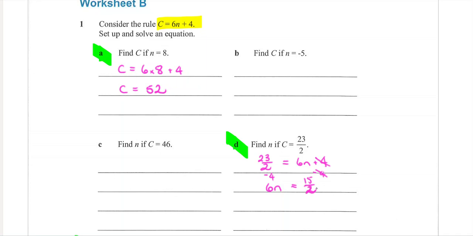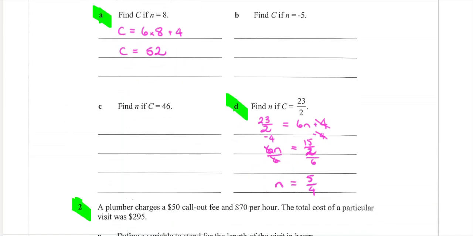Okay, now the 6. How do I get rid of the 6? We divide by 6. Okay, so you've already got the 15 over 2 in your calculator. Just press divide by 6, and what do you get? 5 over 4. So I picked the nastier one because I had all the fractions in it. Question C will be very similar, but they'll be whole numbers.